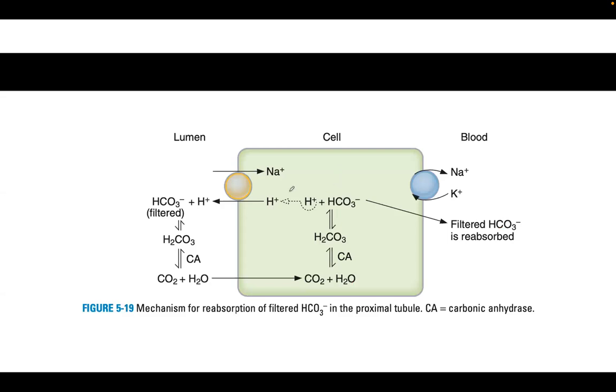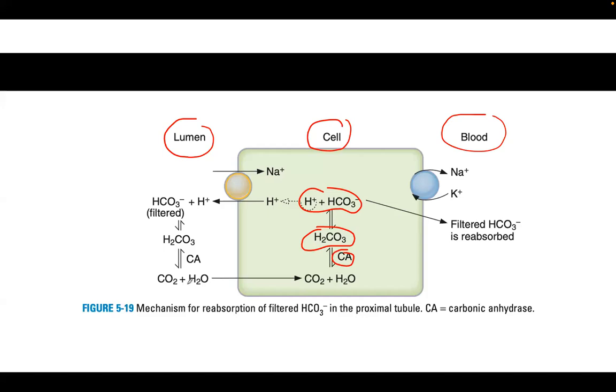So this is that reaction. This is the side of the lumen, this is the side of the cell, and this is the blood. Here is the hydrogen plus the bicarbonate. This is now carbonic acid. Here is the carbonic anhydrase.